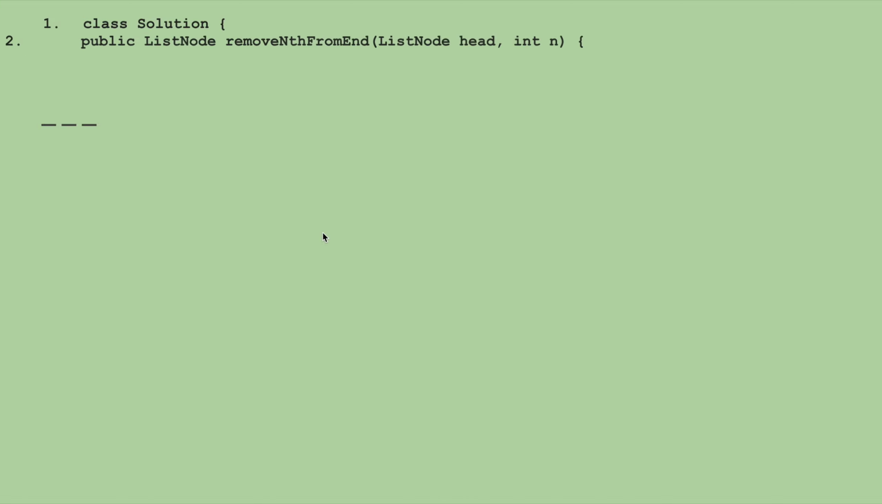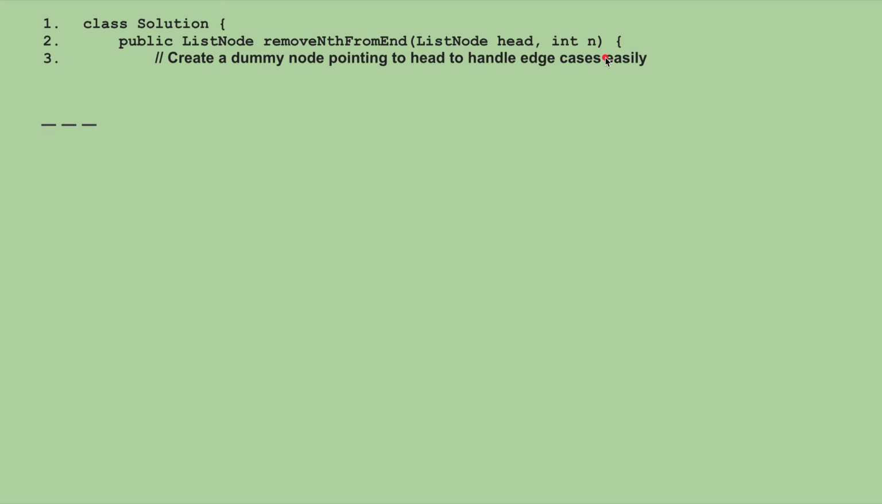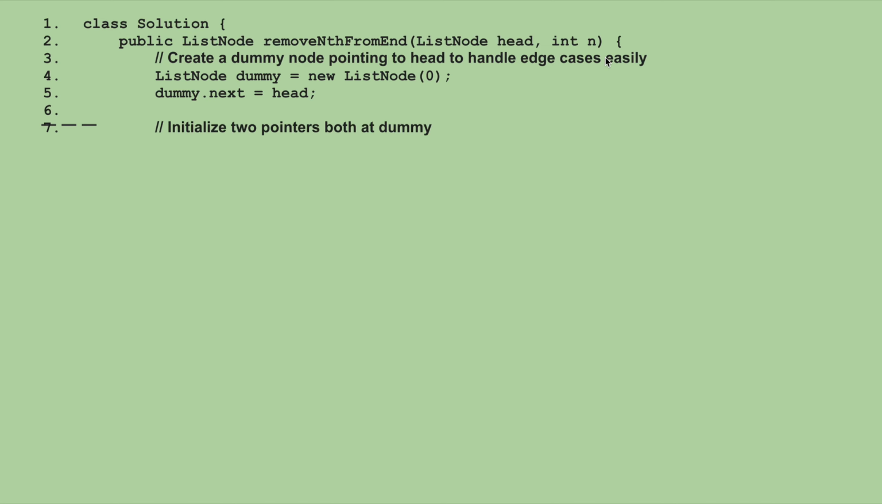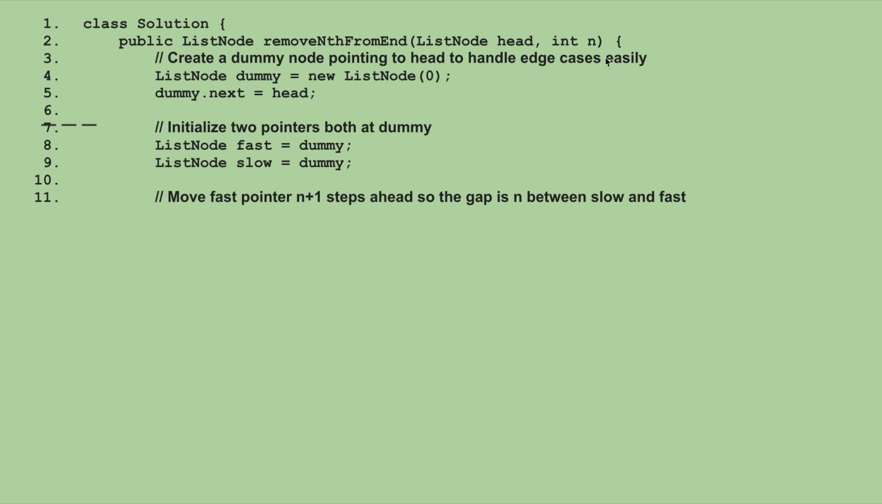Let's suppose the class and the main function are given. In the function we have to return the head. The ListNode head is given as an argument, and the nth node that we have to delete. So we will create a dummy node pointing to head to handle edge cases. ListNode dummy equals new ListNode, dummy.next equals head. Then we'll initialize two pointers: ListNode fast equals dummy, ListNode slow equals dummy. Both point to dummy.